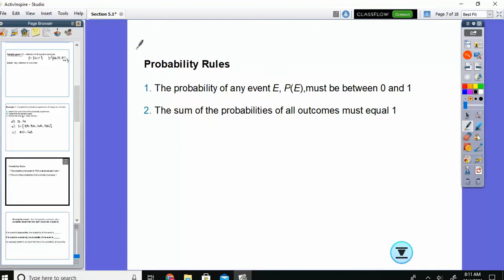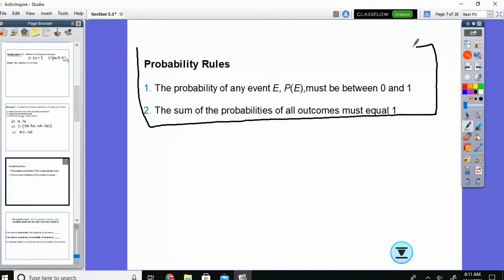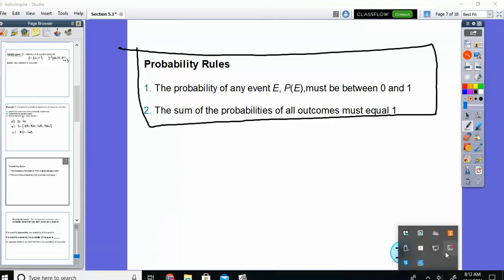So those are the two probability rules. Every probability has to be between 0 and 1, and the sum of all the probabilities has to equal 1. One of the big things that we're going to be doing, starting in this section but moving forward, is making probability models, which essentially list every outcome and the probability of that outcome.